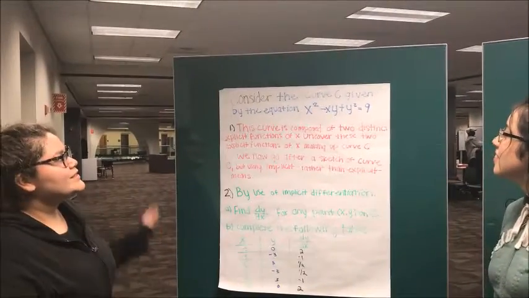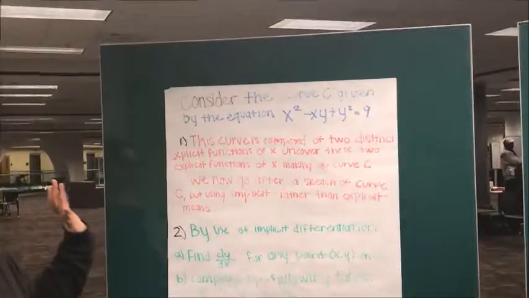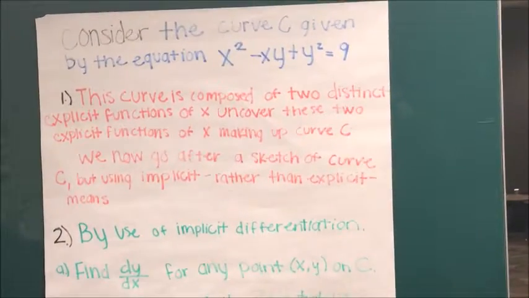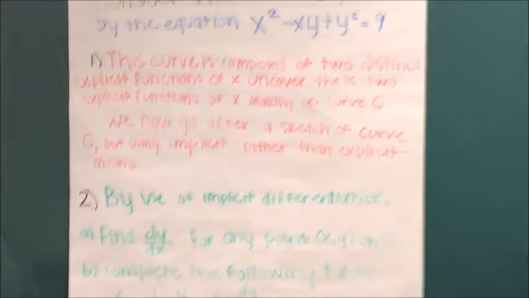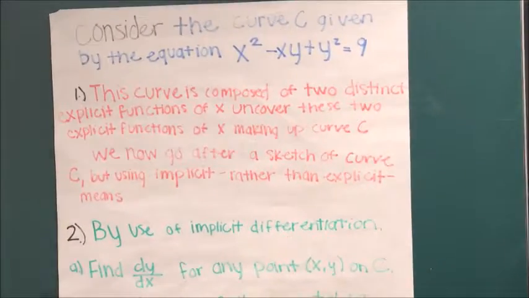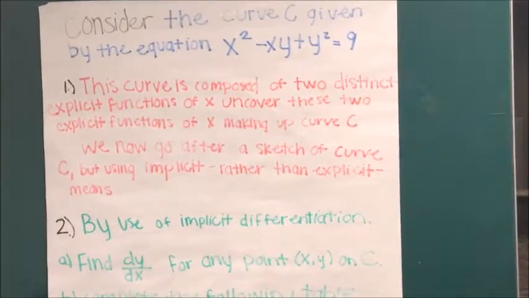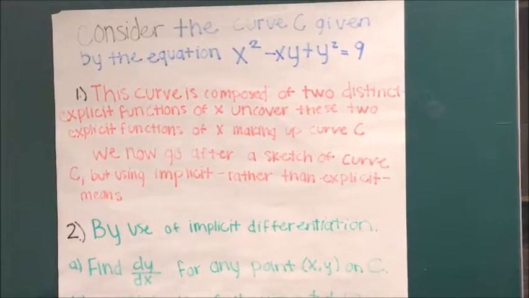So the problem states, consider the curve C given by the equation x squared minus xy plus y squared equals 9. For number 1, this curve is composed of two distinct explicit functions of x. Uncover these two explicit functions of x, making up curve C.